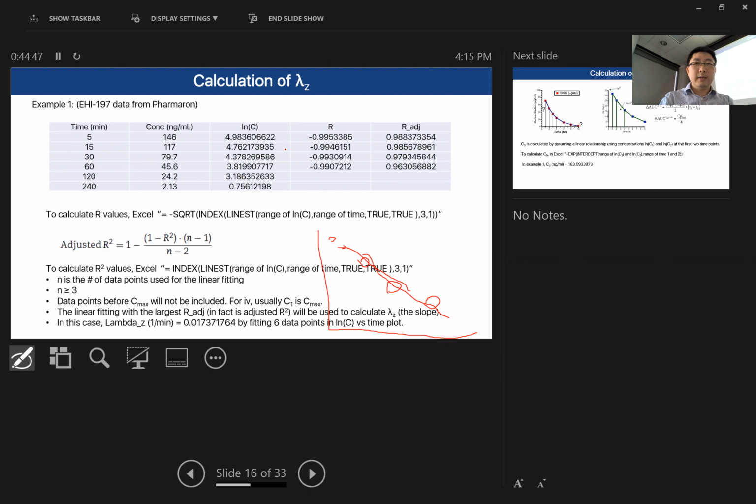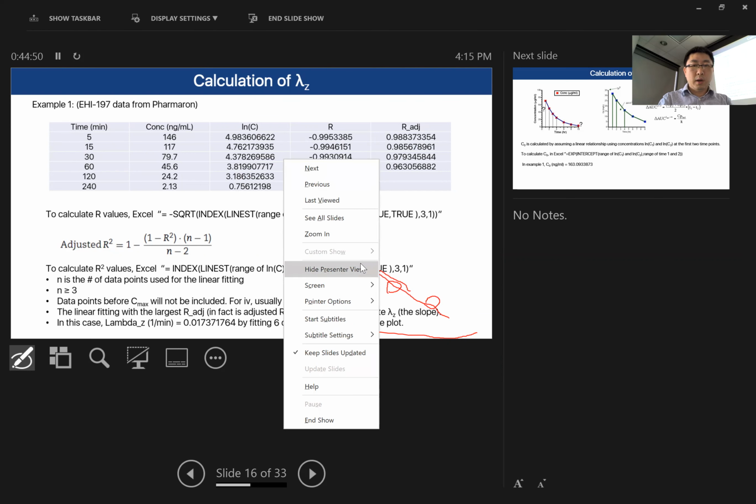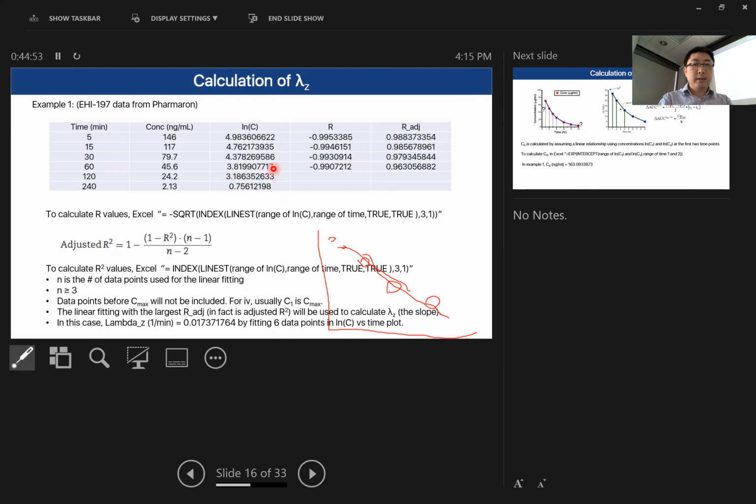In this case, you include this one, you include this one, include this one, right? You can see the R value actually keeps increasing. That means when you have 6 data points here, include all of them, you achieve the best linearity, right? Best fitting. That's why in this case, they included all 6 data points. But in certain cases, when you include the first one or first 2, you may have the R value decrease, and then you will just stop there, right? Stop including them. Make sense? That's how the software works.